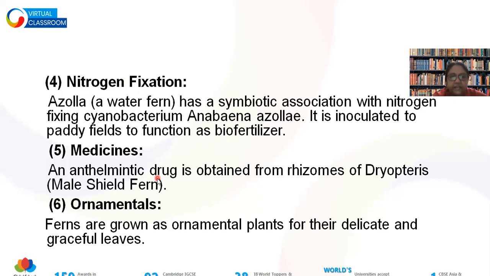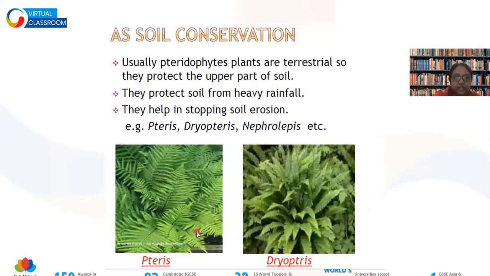Some anti-helminthic drug is obtained from Dryopteris. Anti-helminthic means against worms. The worms that children get in the stomach, deworming is done by taking medicine. It can be done in a natural way by using rhizomes of Dryopteris. And obviously ferns are ornamental. When you buy a bouquet, the leaf behind it is of Dryopteris only. That is ornamental.